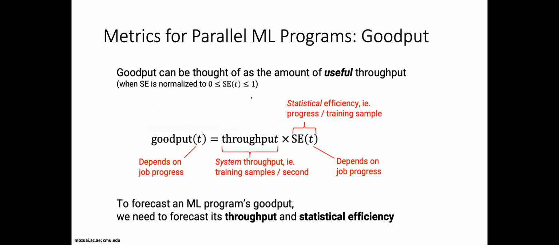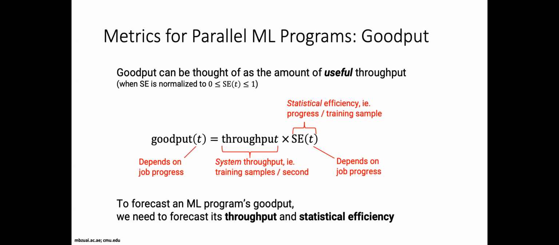Okay, and then goodput, the way you can interpret this is that it's really the amount of useful throughput in the system. If we were to normalize, so stat efficiency is normally not normalized, but if we were to normalize it between 0 and 1, we can think of it as the quality of the throughput, right? 1 meaning that every data sample is contributing the maximum amount to the objective function progress. 0 meaning that, well, you're probably at convergence anyway, right?